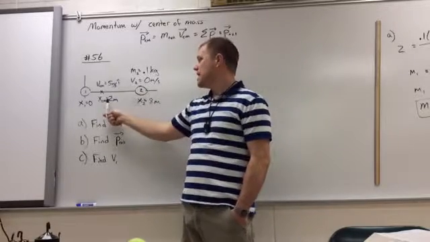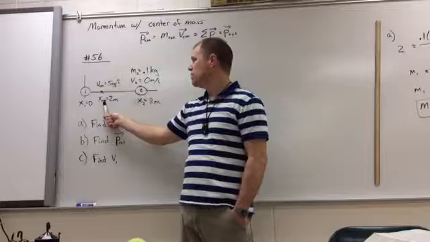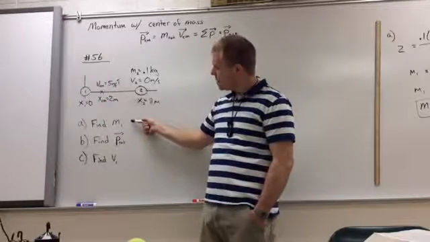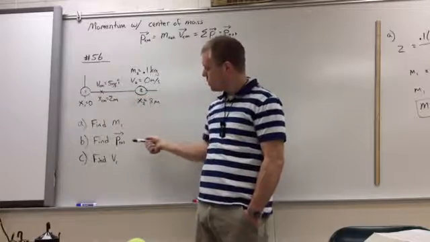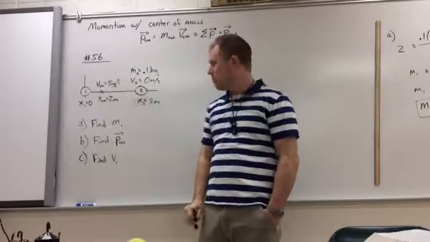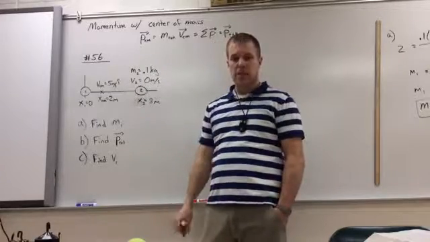But we do know that the center of mass location is 2 meters, and the center of mass velocity is 5 meters per second. And so it's going to ask us to find the mass of object 1, the total momentum, and the speed or velocity of object 1. So let's start out by finding m1.